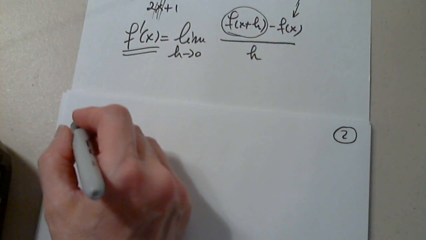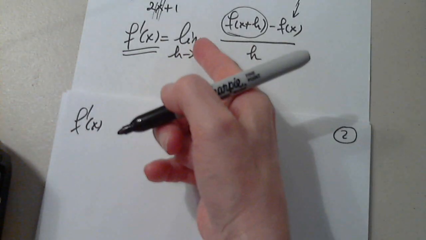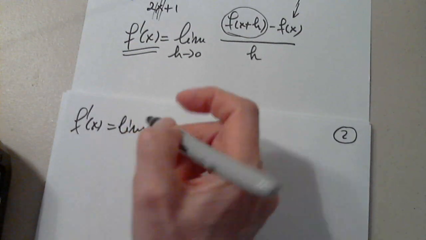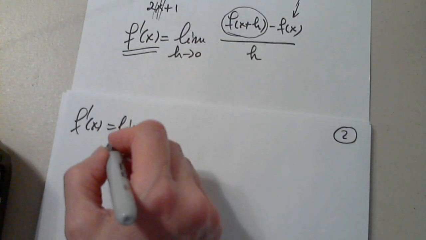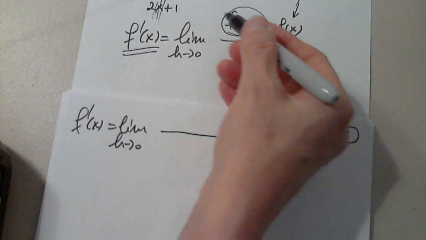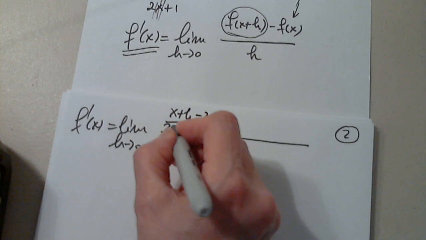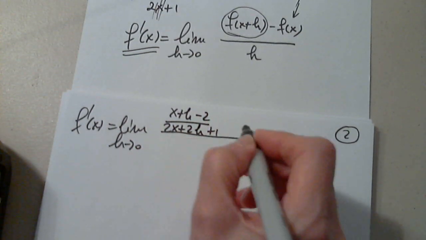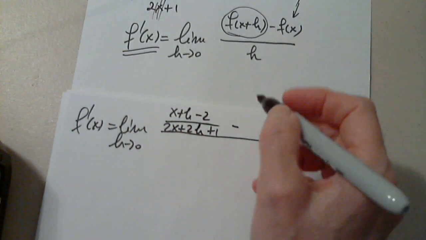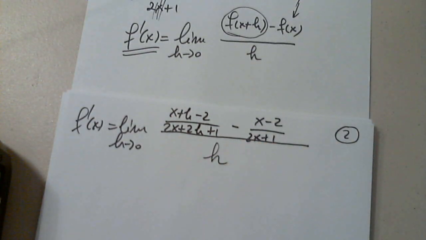Okay, so we have f prime. You have to start by writing f prime. You have to continue with writing the limit as h approaches 0. Then you have to write the difference quotient. You have to replace this. So this is x plus h minus 2 over 2x plus 2h plus 1 minus x minus 2 over 2x plus 1, divided by h.